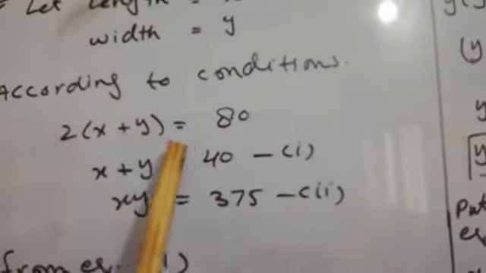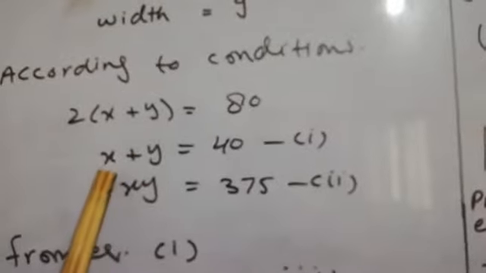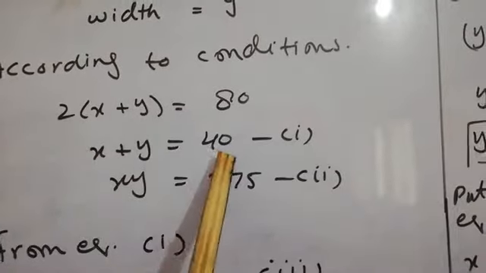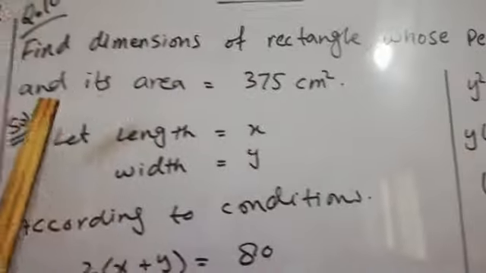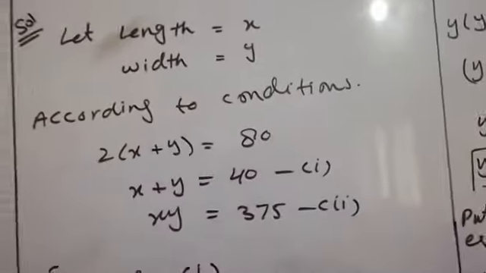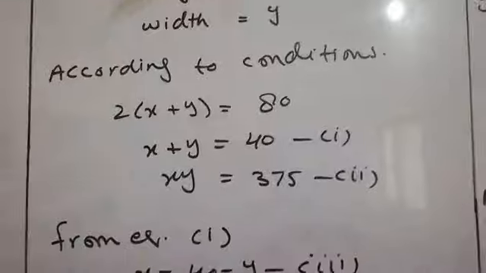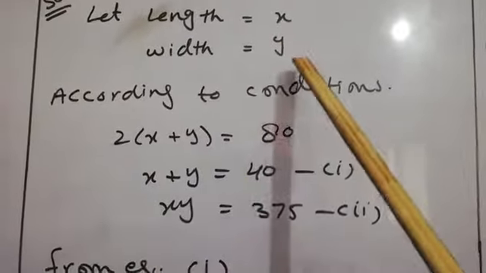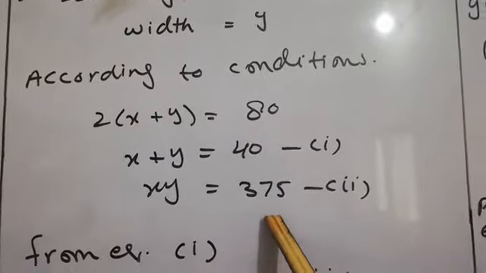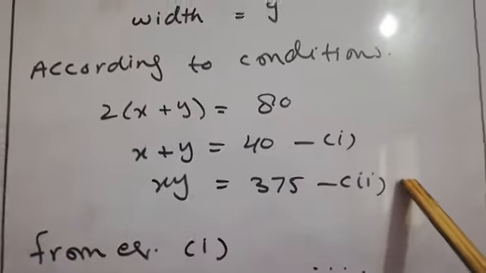We will divide the equation by 2 on both sides. It becomes x plus y equals 40. This is equation 1. The second thing is the area, and you know that the area of a rectangle is length multiplied by width. So length is x and width is y. So xy equals 375. This is our second condition.